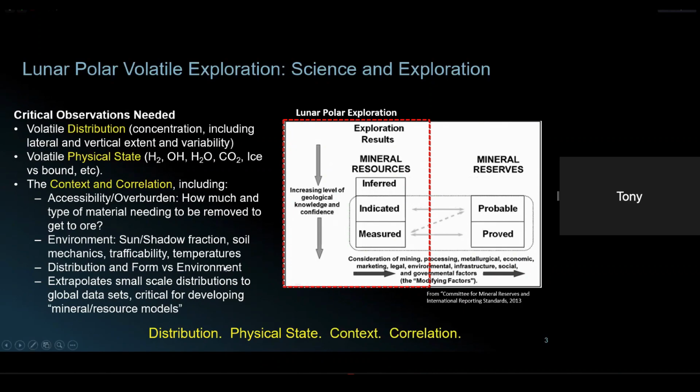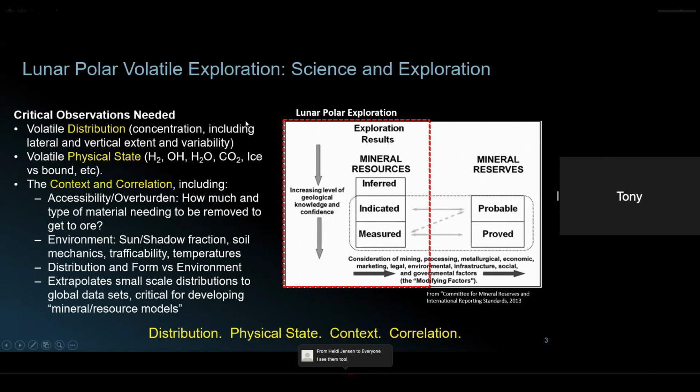We're really talking about working on the left-hand side of this, as, of course, you all know, we have very strong indications that there are volatiles in a range of forms, states, and distributions. So we need to increase our understanding and confidence in how they're distributed, so we can assess the probability of a reserve being available. To do that, there are some critical observations needed, highlighted here on the left. First, the distribution.